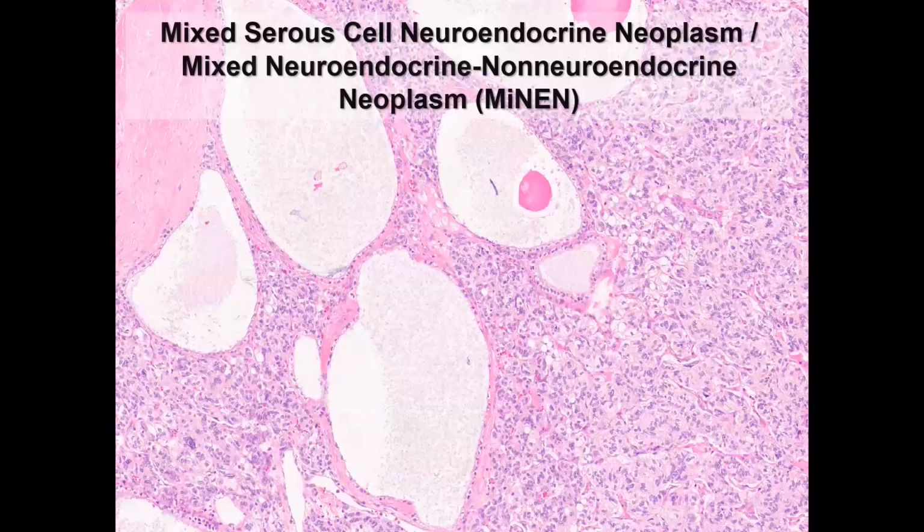And so this neoplasm itself is a mixed neuroendocrine, non-neuroendocrine neoplasm, in this case, a mixed serous cell neuroendocrine neoplasm with a neuroendocrine component itself. Not a really well-defined entity from the 2019 or the 2022 WHO, but it still follows the MiNEN rules of having at least 30% of each cell lineage.